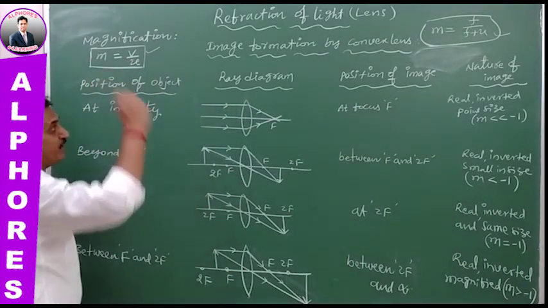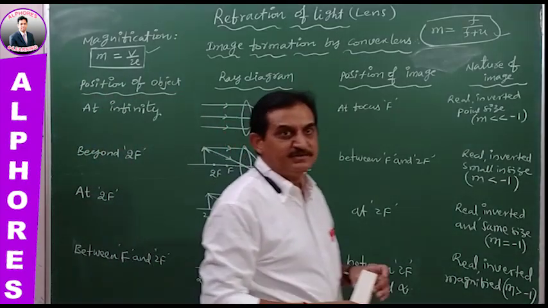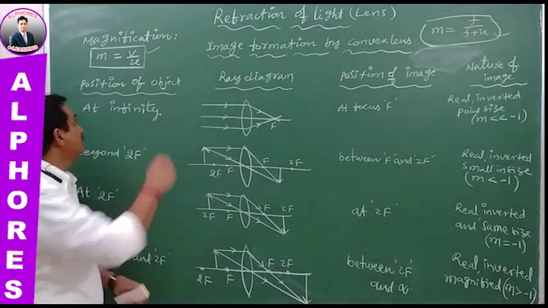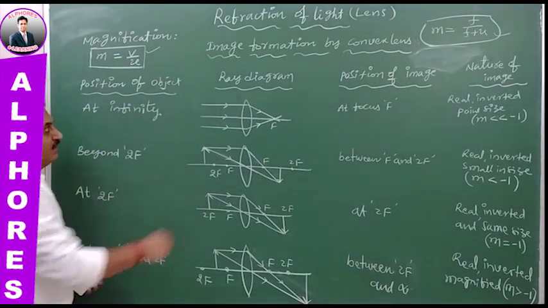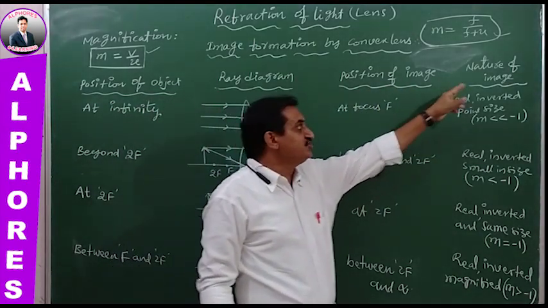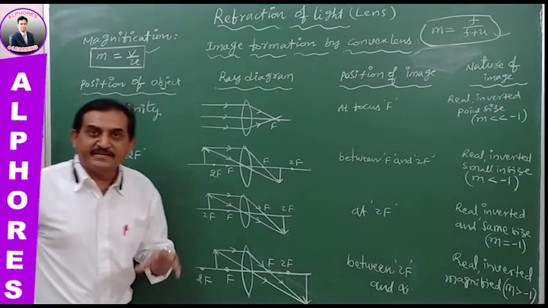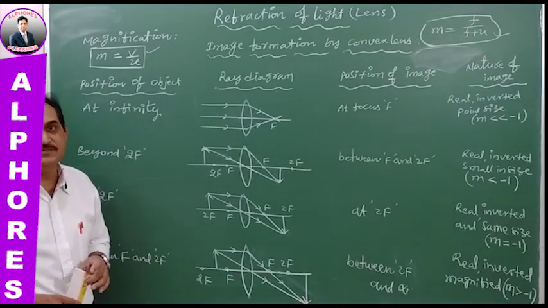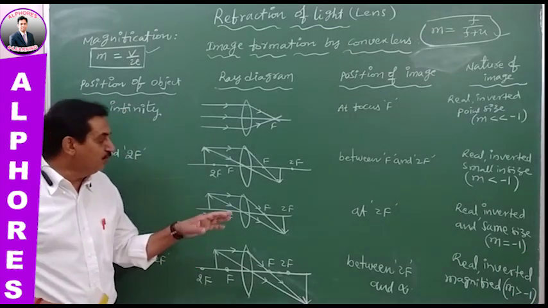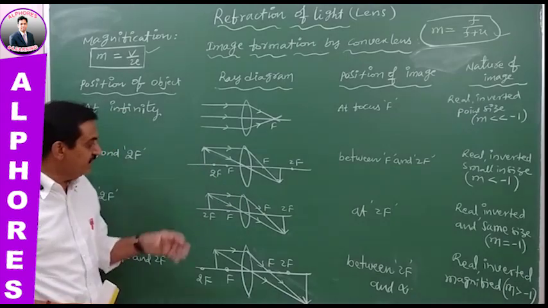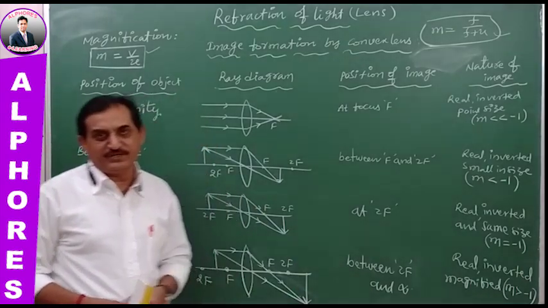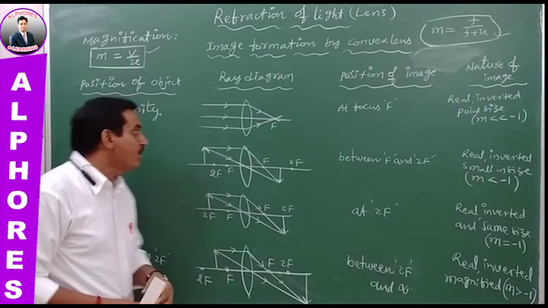image formation by convex lens. See here, this is the position of object and ray diagram, next the position of image and nature of image. At different situations, the object is kept at different locations and we get the corresponding image. So we will go for image orientation and image formation, whether it is real or virtual, and its magnification. Everything we will discuss over here, one by one.